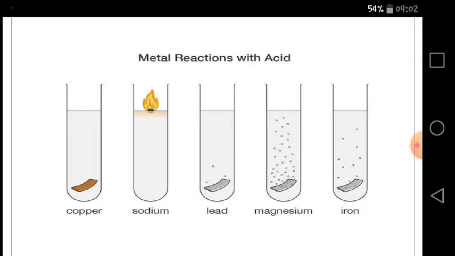And now you can see the lead, a very small number of bubbles are produced. Magnesium, you can see the number of bubbles coming out. Iron, less than the magnesium but more than the lead. And if we see the copper, no bubble is being produced in this reaction. So from these test tubes you can easily understand which metal is more reactive, which is less reactive, and which is non-reactive with the HCl.